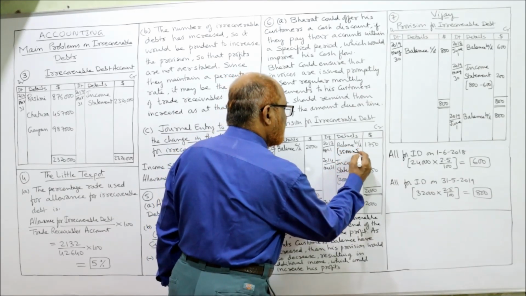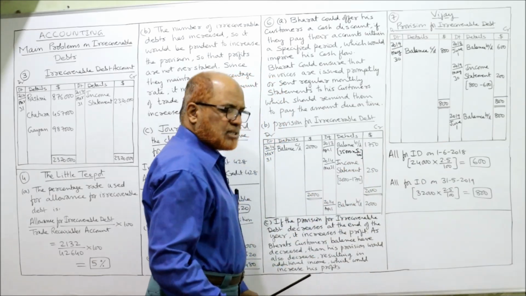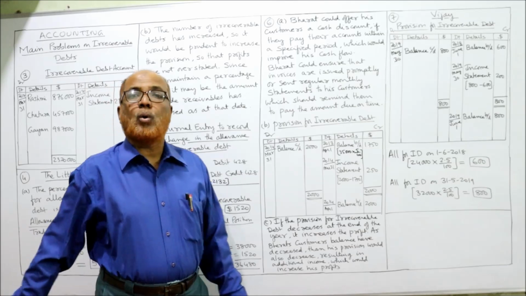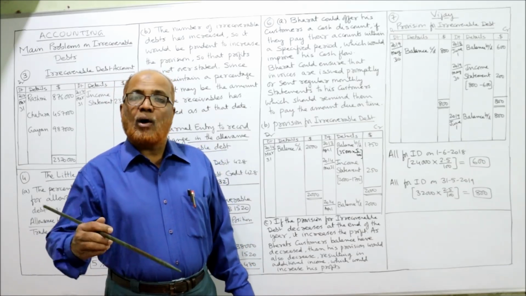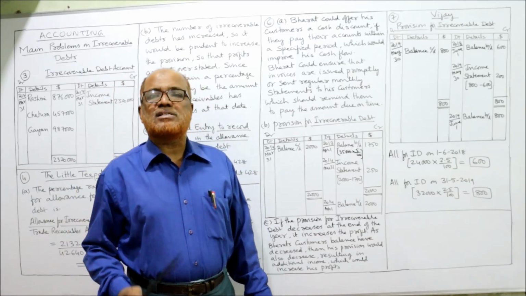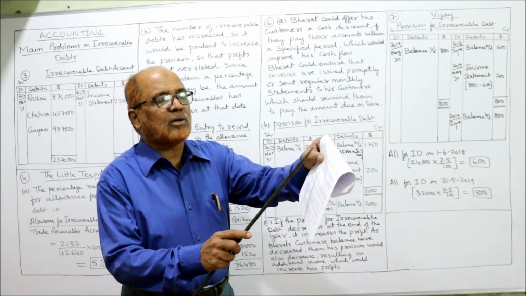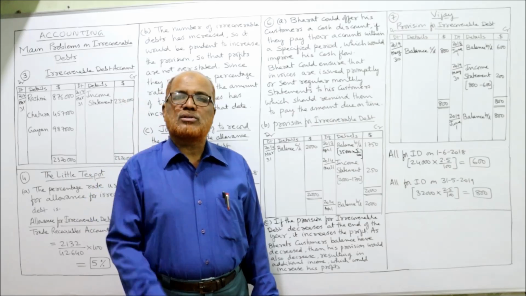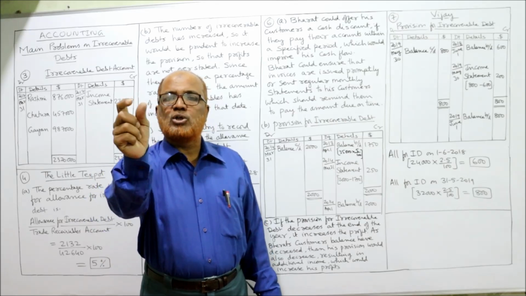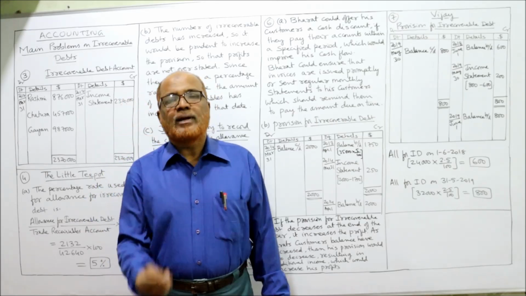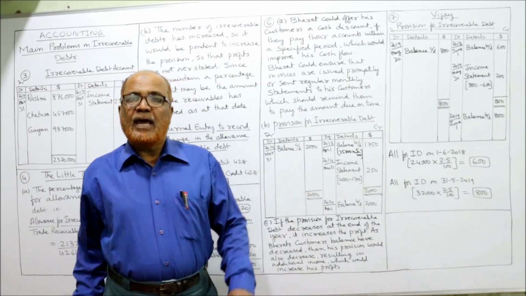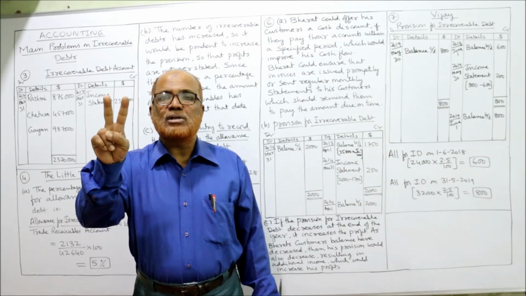35,000 into 5 by 100 comes to 1,750. The 1,750 is the opening allowance. Now the closing allowance is 5% of 40,000. So 5% of 40,000 comes to 2,000. If you calculate 40,000 into 5 by 100, you will get 2,000. The beginning of the year is 1,750, the end of the year is 2,000.